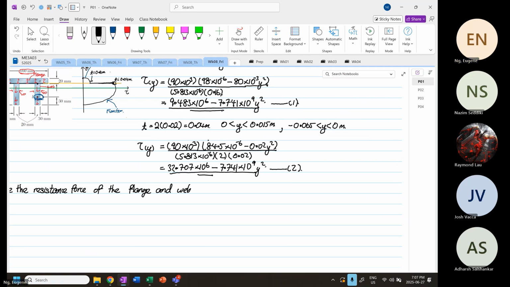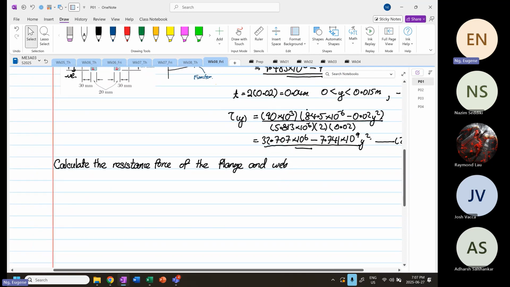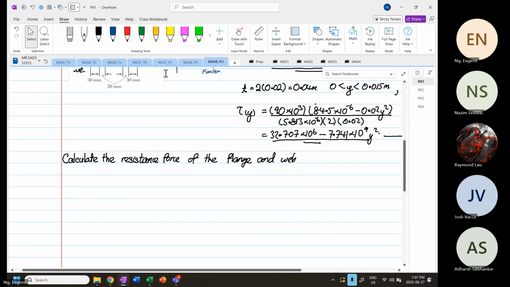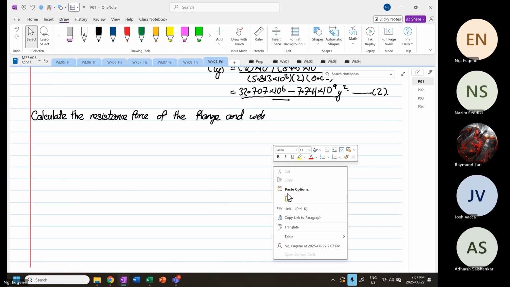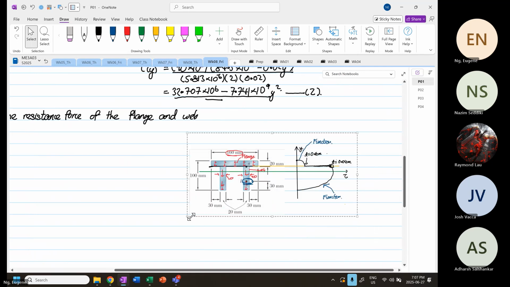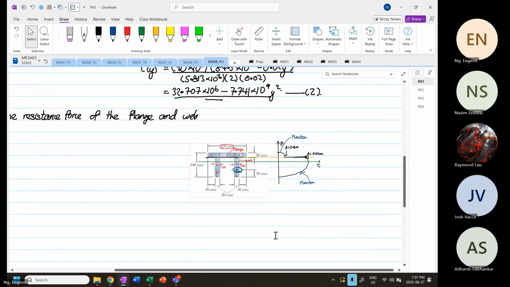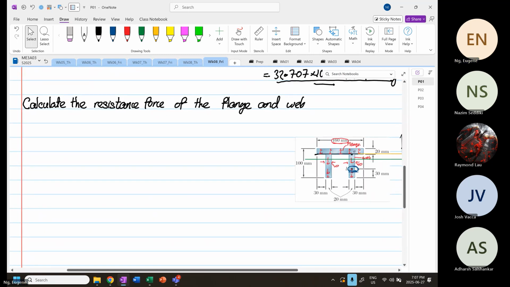So we are going to first find out what is going on with the flange first. Let me get this diagram so you can see what we are trying to deal with. So resistance force means how much force is taken up by the flange, and how much force is being carried by the web. So we are going to consider the flange first.